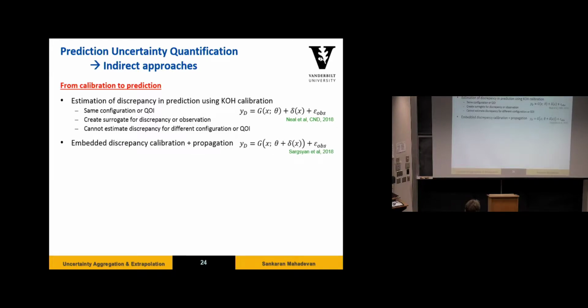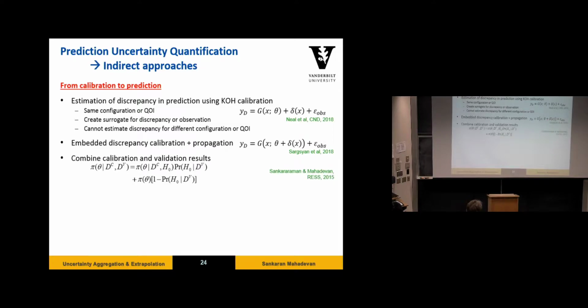So one indirect approach that has been pursued by folks at Sandia is that perhaps instead of making that discrepancy term as additive outside of the model prediction, bring that discrepancy along with the model parameter theta. So this is referred to as an embedded discrepancy approach. So then you are expanding the model parameter distribution by accounting for the discrepancy and then using this in your prediction. Of course, this discrepancy term has some parameters, so it is no different from just parameter estimation. It just happens to be inside the model.